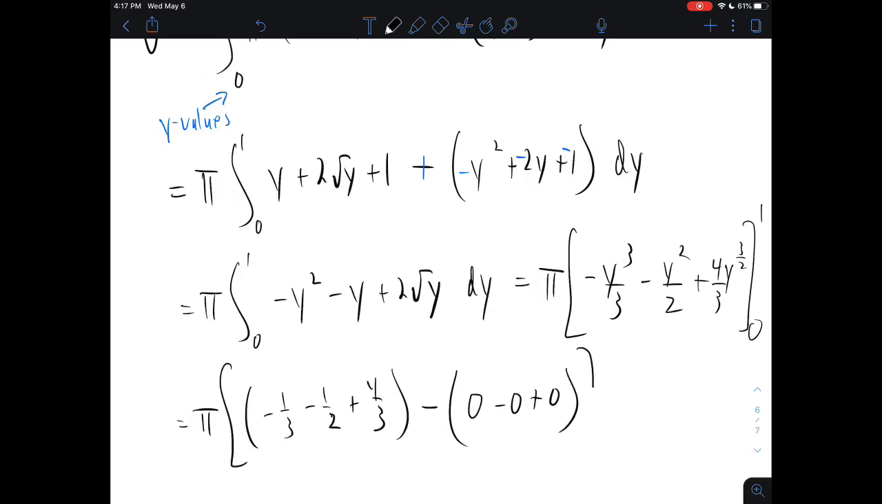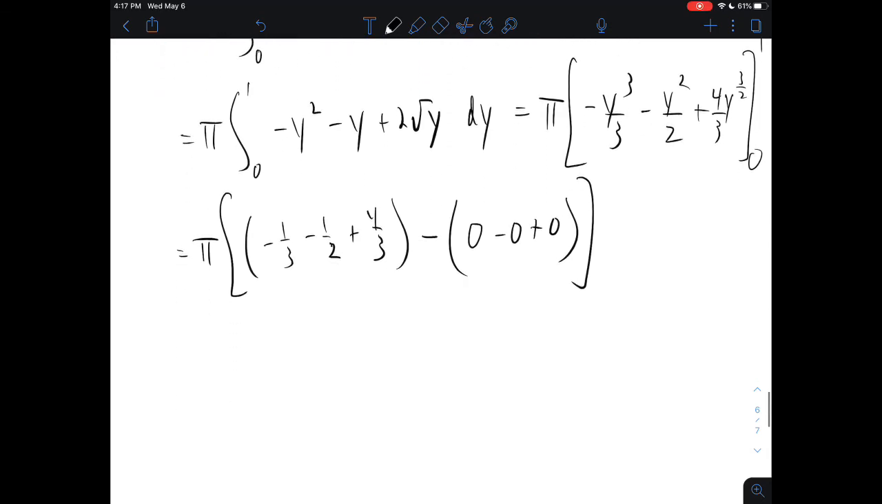It's always a good idea just to follow through with that. Don't get into a habit where you maybe see a lot of examples where 0 is just at the end. Just be cautious with that. Try to just be deliberate in plugging in what you have as your limits. So this just becomes pi times negative 1/3 plus 4/3 is 1, and then subtract a half, that's 1/2, so this is just pi over 2.